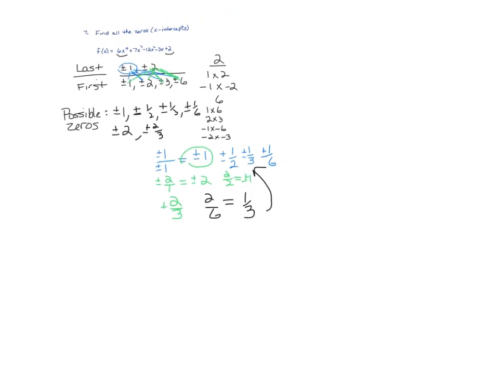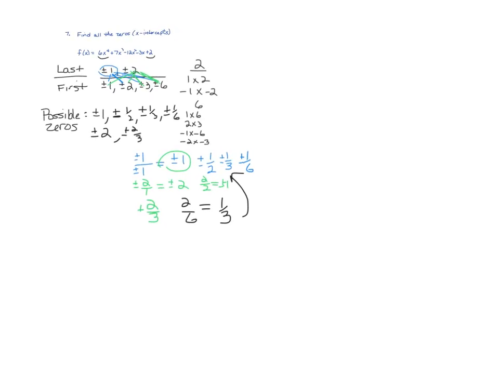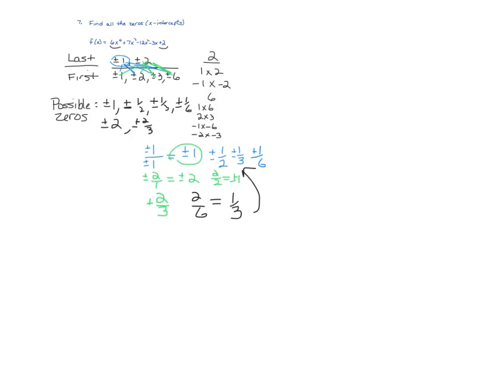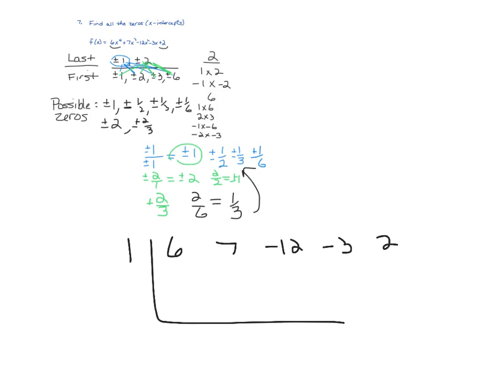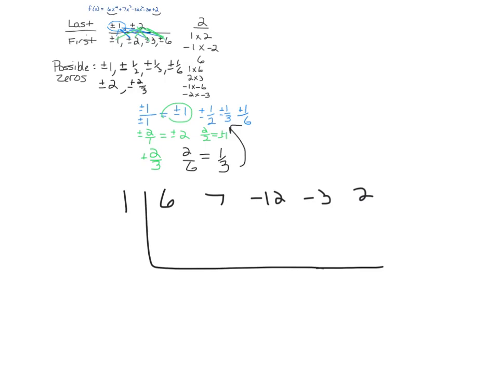I'm going to do a synthetic division problem, and I'm going to see if 1's a factor, if 1's a 0. So I'm going to do 1, and then I'm going to write the coefficients. So I'm putting 6, 7, negative 12, negative 3, positive 2. I'm now going to divide. If I get a remainder of 0, then I'll know x equals 1 is one of my zeros.